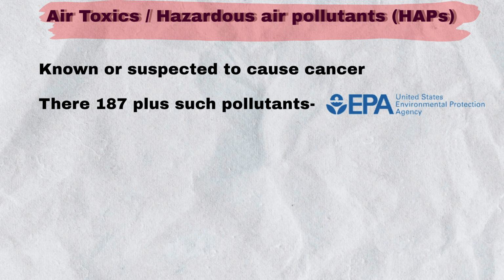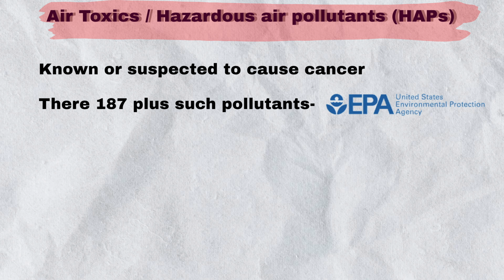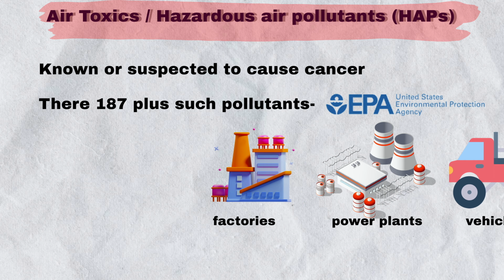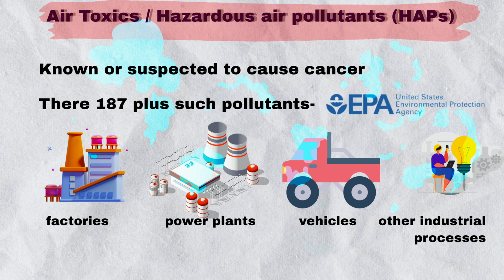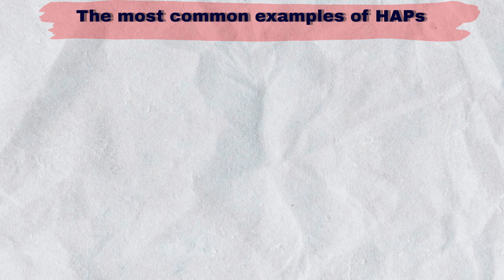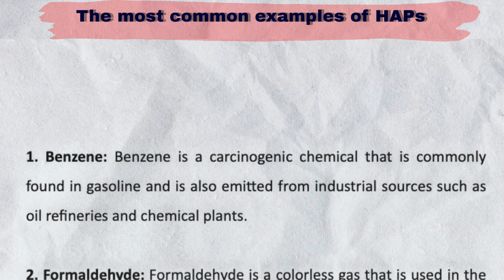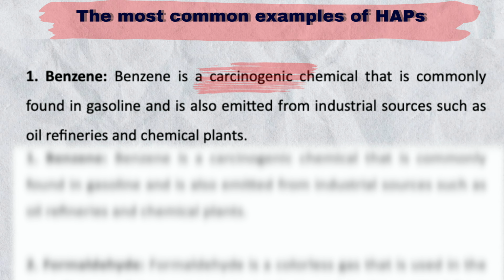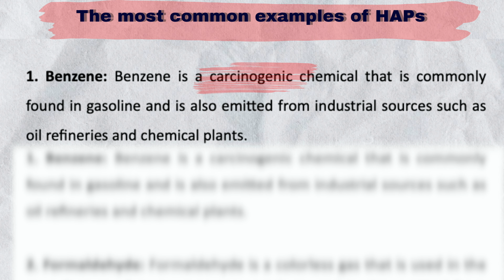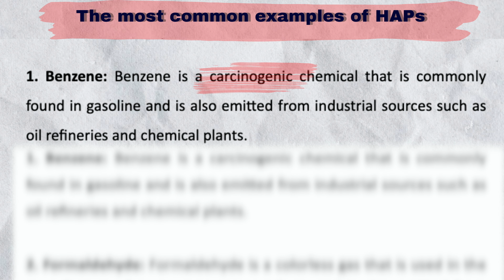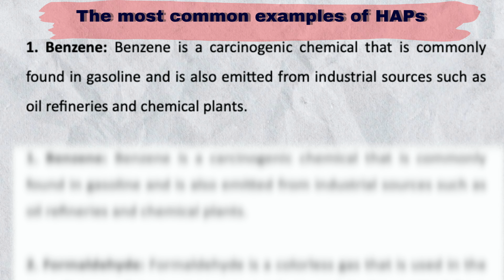These chemicals can be released into the air by a variety of sources, including factories, power plants, vehicles, and other industrial processes. The most common hazardous air pollutants emitted into the air can vary depending on the location and sources of emissions. However, some of the most common examples of HAPs include benzene. Benzene is a carcinogenic chemical that is commonly found in gasoline and is also emitted from industrial sources such as oil refineries and chemical plants.